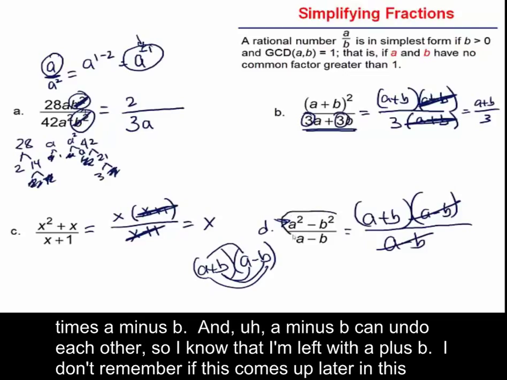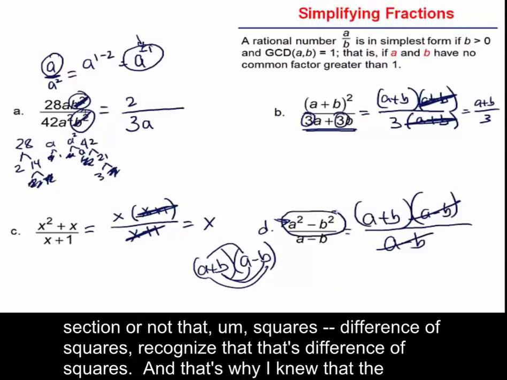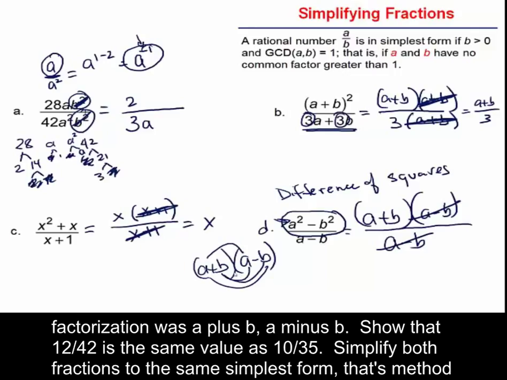I don't remember if this comes up later in this section or not, that squares, difference of squares. It's recognized that that's difference of squares, and that's why I knew that the factorization was a plus b, a minus b.